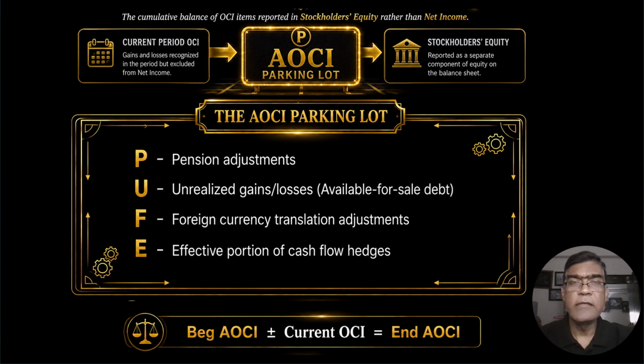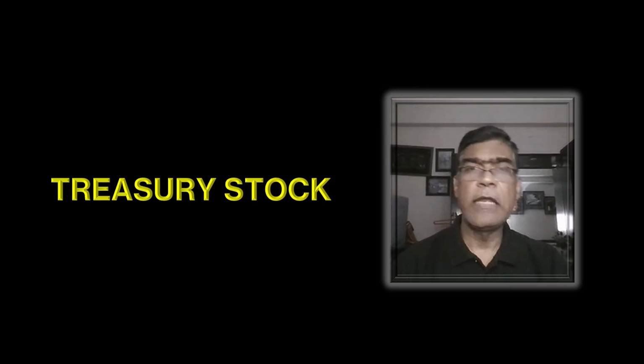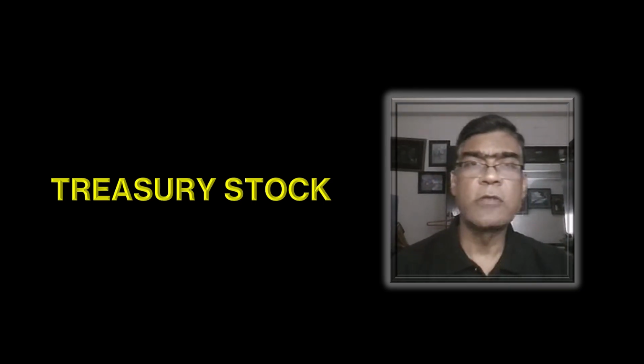The formula ties it together. Beginning AOCI plus or minus current OCI equals ending AOCI. So, AOCI acts as a holding area, capturing unrealized changes that still influence equity, even though they haven't yet touched the income statement. Now we move into treasury stock, an important concept in stockholders' equity.